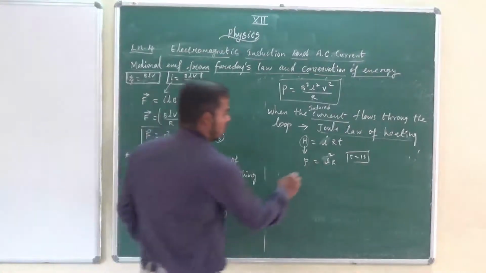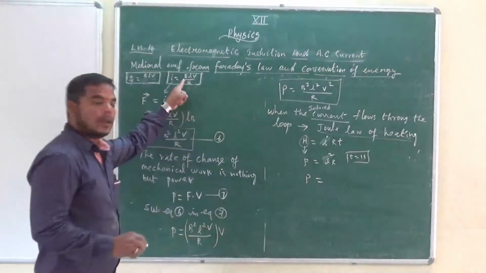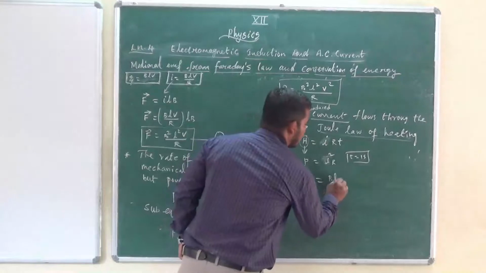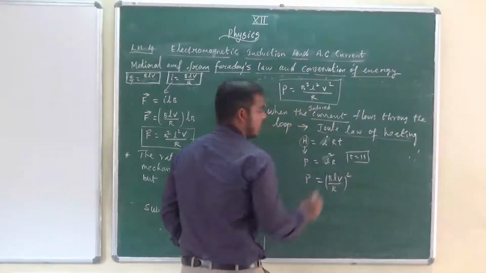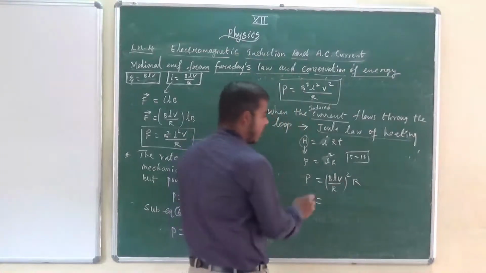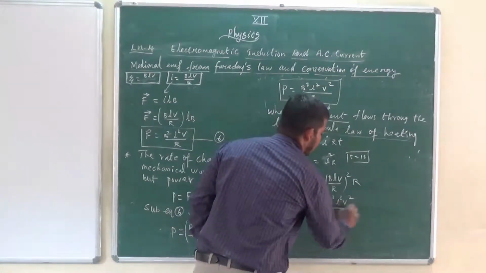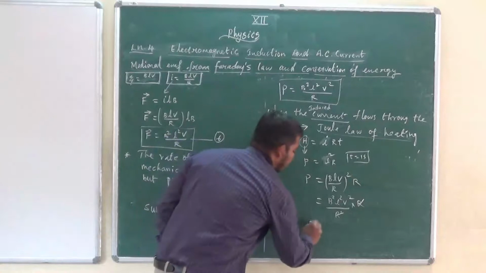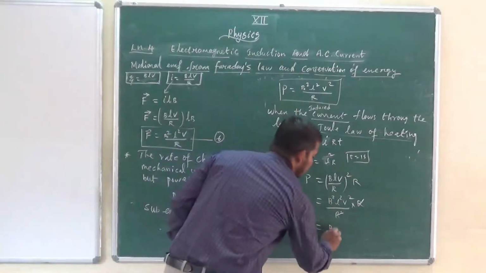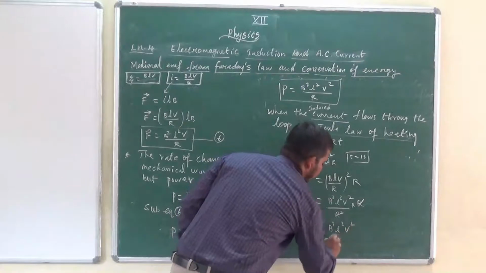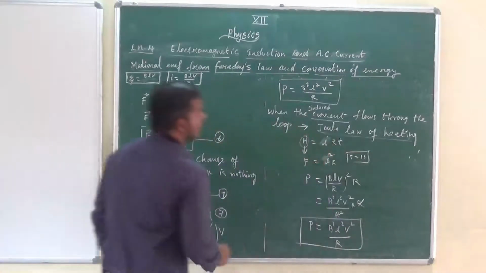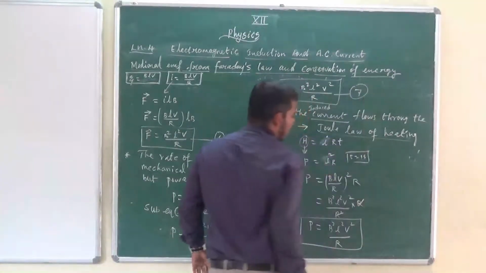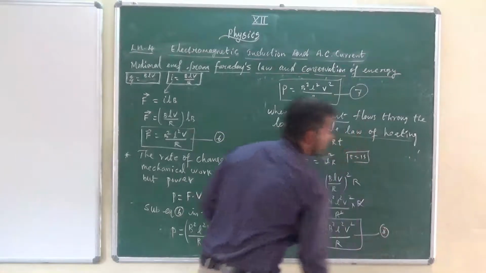Now we will substitute. So P equal to, instead of I, what do I write from that equation? BLV by R, the whole square, into R. Squaring the terms in the bracket, B square, L square, V square by R square, in the numerator R. So R in the denominator will cancel. What is the final equation? P equal to B square L square V square by R. So our last equation was 7, and we are getting the power equation as 8.